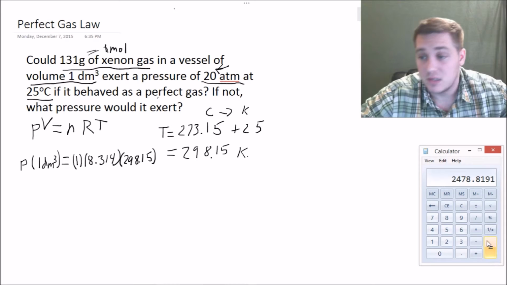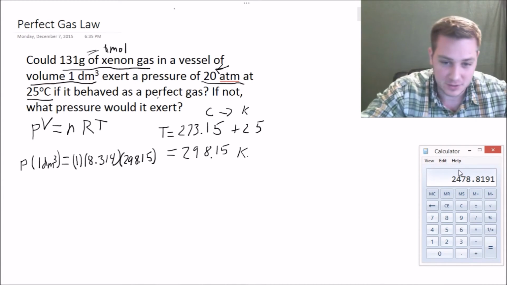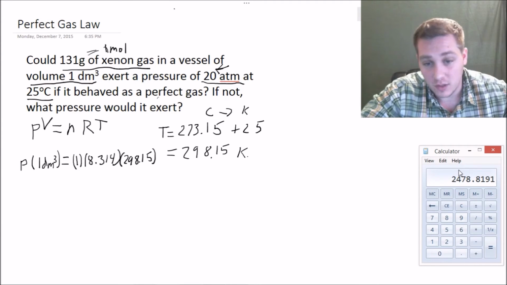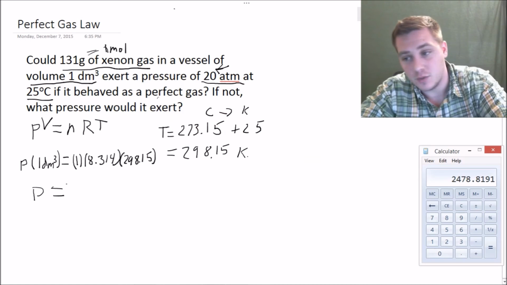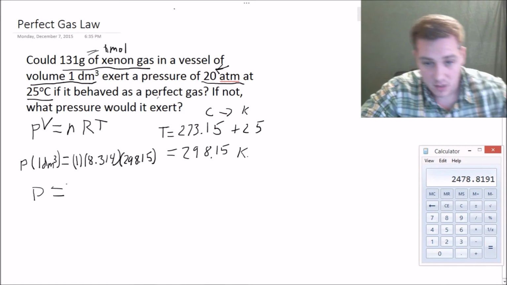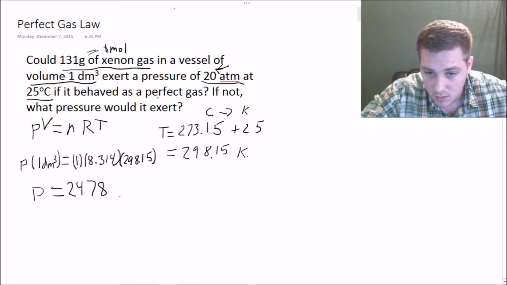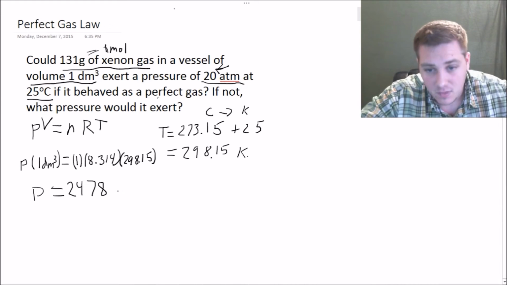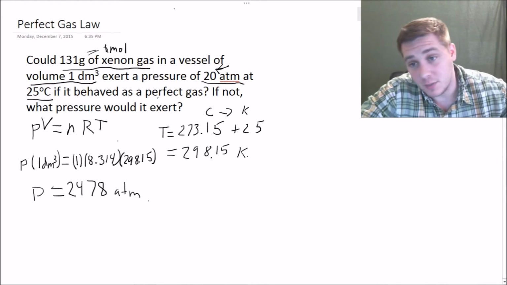Okay, so as we can see, this does not equal 20 atmospheres. This is a much higher pressure. And as we know, the ones go away. So pressure is going to equal, what was that number? 2478 atmospheres. This is a much larger number than 20.